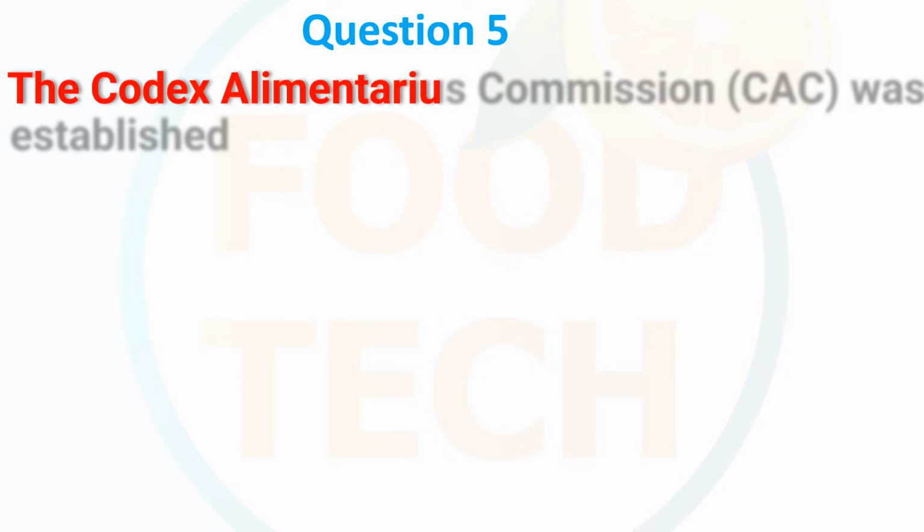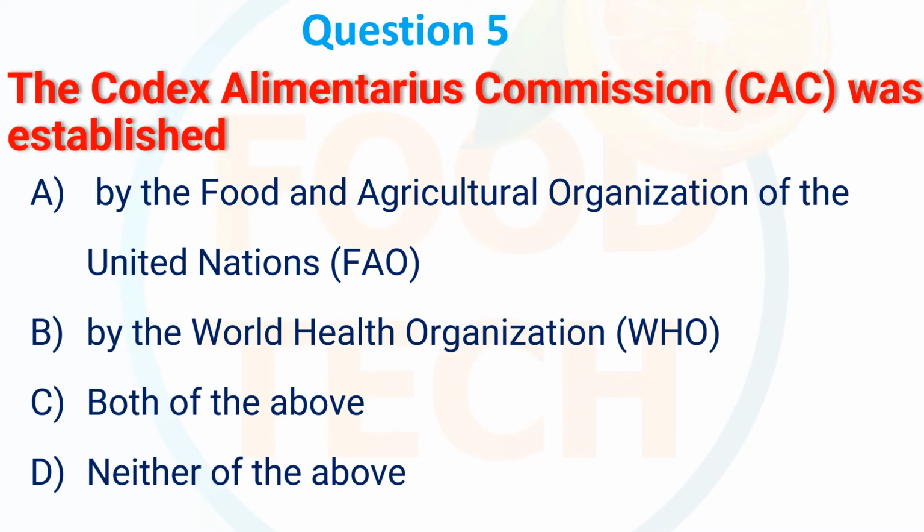The Codex Alimentarius Commission was established: A, by the Food and Agriculture Organization of the United Nations. B, by the World Health Organization. C, both of the above. D, neither of the above. The answer is C, both of the above.